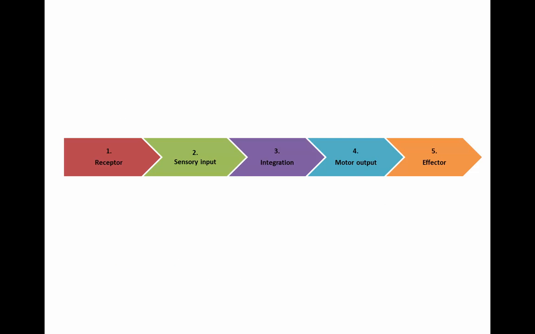Remember the nerve pathway like this. 1. Receptors, R. 2. Sensory input, S. 3. Integration, I, or an interneuron. 4. Motor output, or a motor neuron, M. And lastly, 5. The effectors, E. R-S-I-M-E, or SIME. This acronym will help you remember the simplest of nerve impulse pathways.